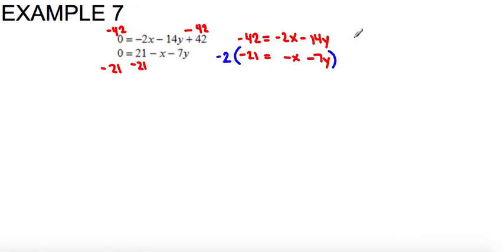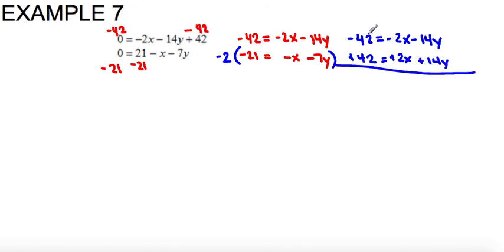The bottom. So the top equation stays the same. Negative 42 equals negative 2x minus 14y. At the bottom, I have positive 42 equals negative 2 times negative x is positive 2x. And the negative 2 times negative 7y is positive 14y. So then I combine my like terms, negative 42 plus 42 is 0. And I was trying to eliminate the x's, which I did. And then I have negative 14y plus 14y is 0. So 0 does equal 0.